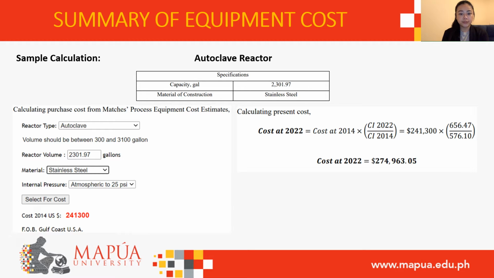The cost index in 2014 is 576.10, while it is 656.47 in 2022. The cost of the autoclave reactor in 2022 was computed by multiplying the cost in 2014 by the ratio of the cost indexes in 2022 and 2014. It was equal to $274,963.05.